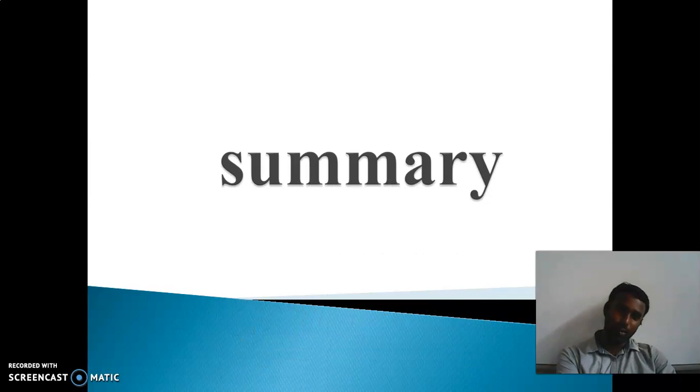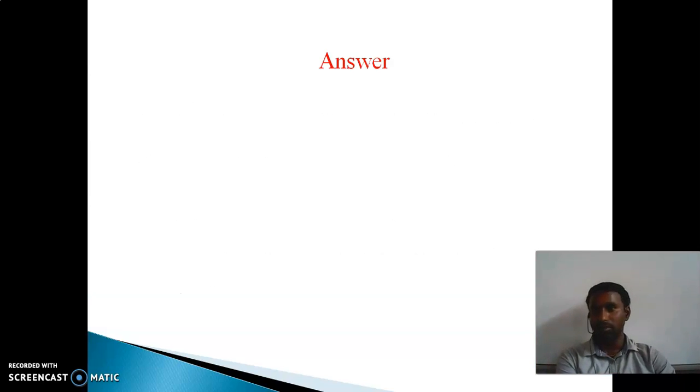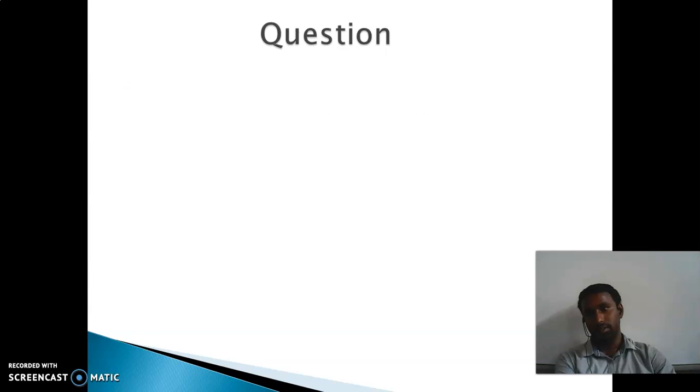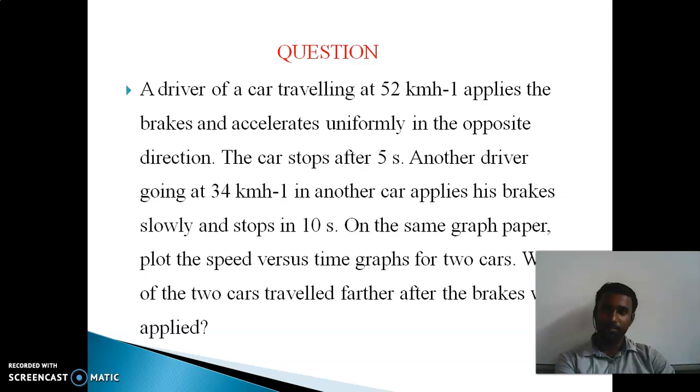So I will summarize that. See here. In this problem, how do we solve without using an equation? First, what is the data? Second, what is the time they have given, and what is the speed they have given?